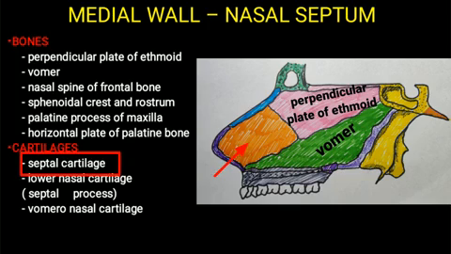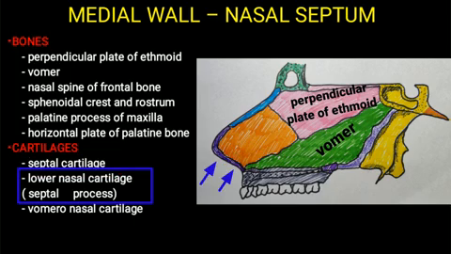Behind it articulates with the perpendicular plate of ethmoid bone and the vomer, and in front with the upper nasal cartilage and the alar cartilage. The anteriormost part of the septum is mobile in nature and is formed by the septal process of the lower nasal cartilage or the alar cartilage. This is covered by the skin.